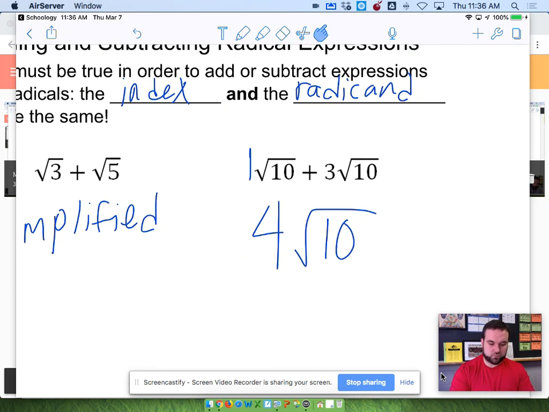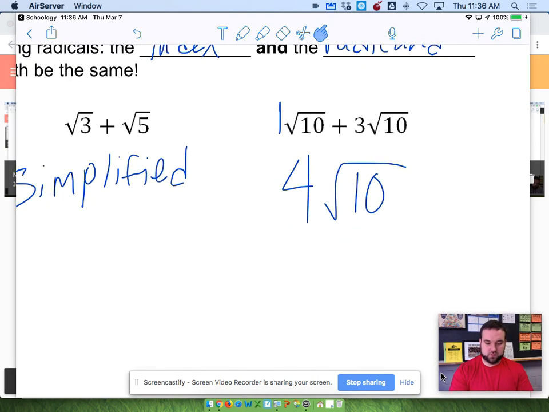And then I just add the coefficients, so the 1 and the 3.